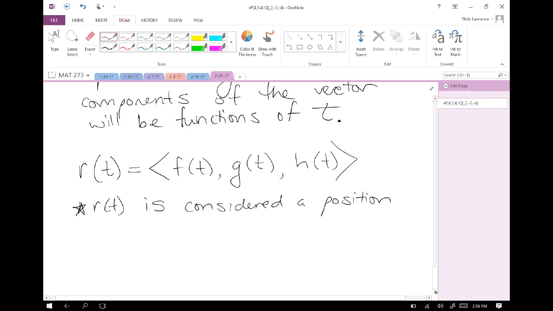As we start doing derivatives and antiderivatives, r of t is always going to be considered the position function. So when we do the derivative of a position function, what do you get? Velocity function, right. So we can get velocity, and then the second derivative will give us acceleration. And then if we have acceleration, we can do an antiderivative to go back to velocity, and then an antiderivative again to go back to position.